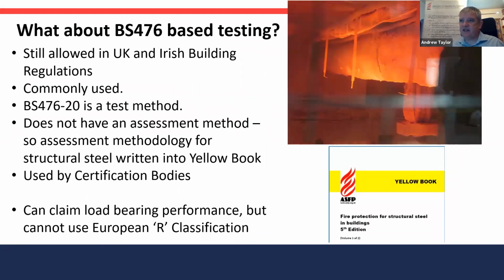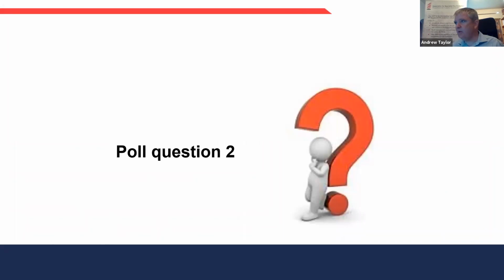Of course, BS 476 is still allowed in both UK and Irish building regulations and is commonly used. BS 476 Part 20 is a test method, but it doesn't have an assessment method. So the assessment methodology for structural steel, for both reactive and passive systems, is written into the yellow book, and that's then used by the certification bodies to produce that. So if you go that way, you can claim load-bearing performance, but what you can't do is claim the European R classification. Okay, which brings me nicely and neatly to poll question 2.